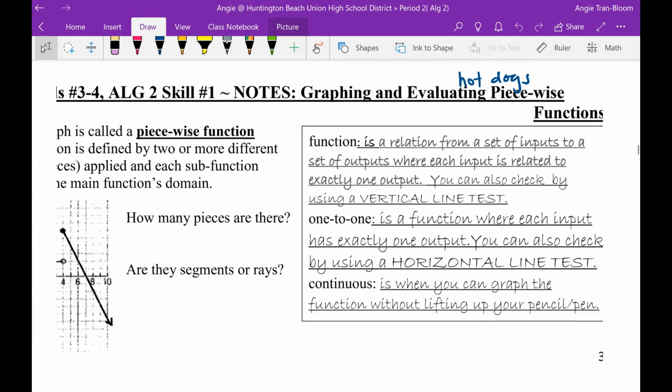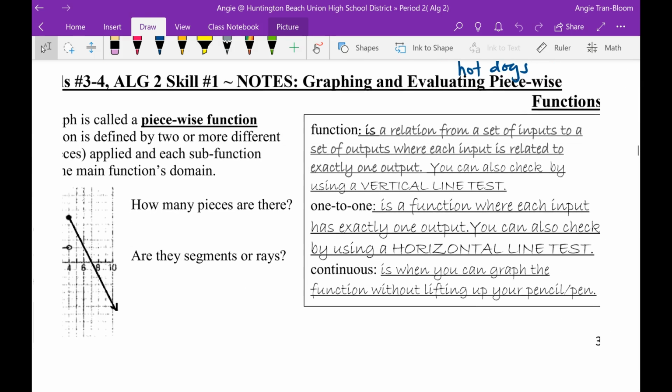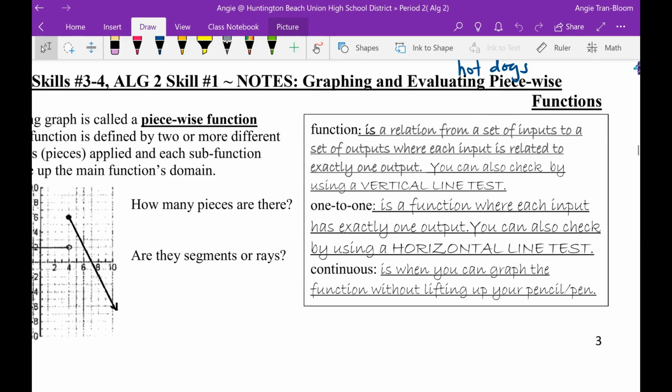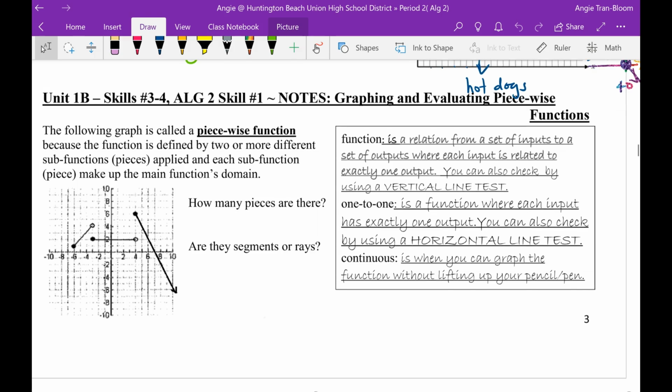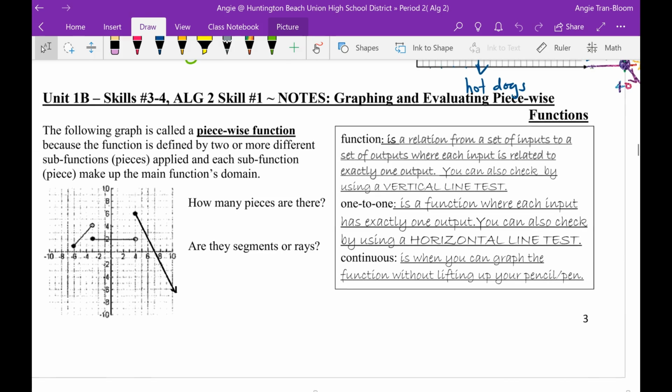So we are starting, guys, graphing and evaluating piecewise functions. Let me define this really quickly before we go any further. The following graph is called a piecewise function. So this is what's called a piecewise function right here.